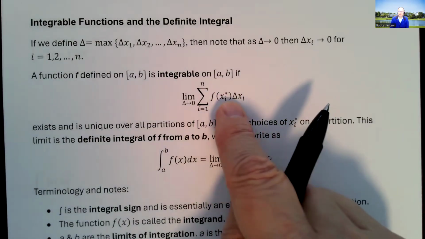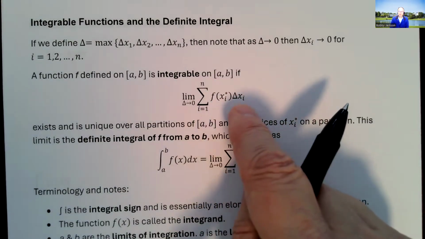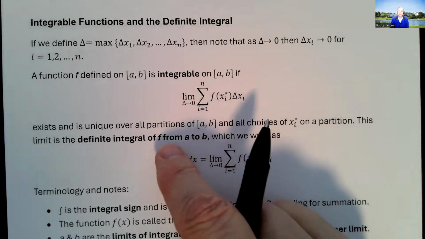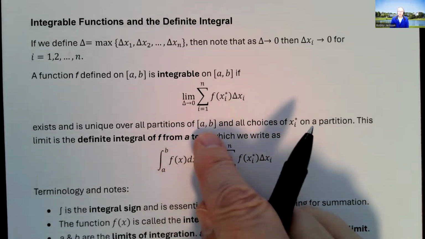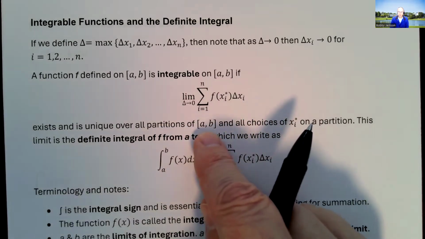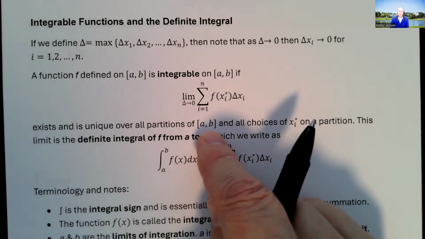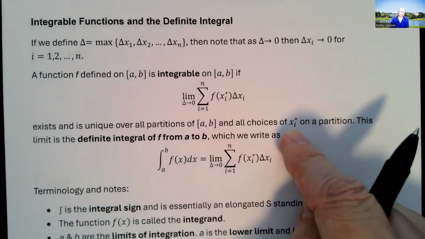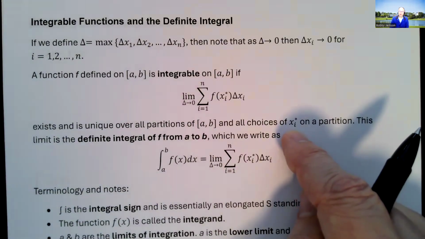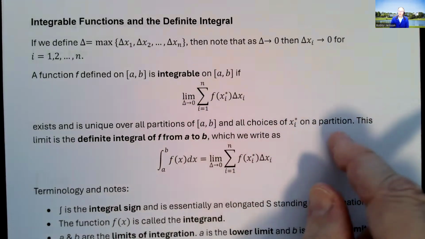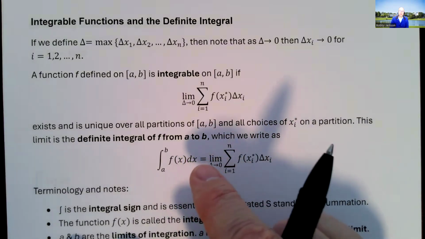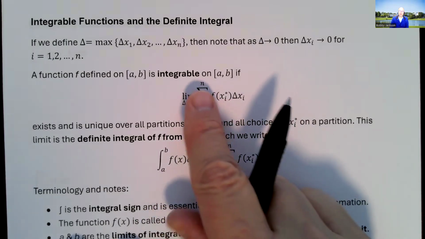And here's our Riemann sum, right? Our generalized Riemann sum with the delta x of i. So if this limit exists and is unique over all possible partitions of this interval, so any way I break it up, and all choices of x of i on a partition. So the x of i could be the right endpoints, left endpoints, midpoints, or any point on each subinterval. It could be just totally random. So overall, if this limit exists, then we say the function is integrable.